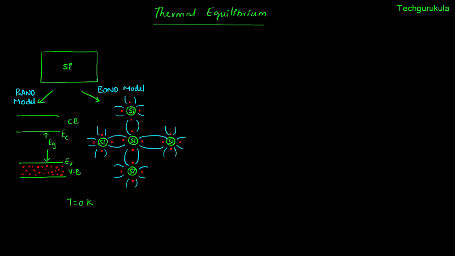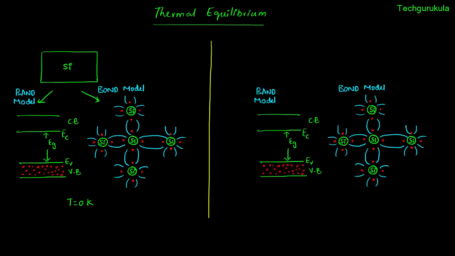At 0 Kelvin, all the bonds are intact, where the electrons are in the bonds. Similarly, in the band model, the electrons are all in the valence band and the conduction band is completely empty. Let us see what happens if we increase the temperature from 0 Kelvin to some T equals T1 Kelvin, where T1 is greater than 0 Kelvin. And we are assuming we will keep this T1 constant without changing.